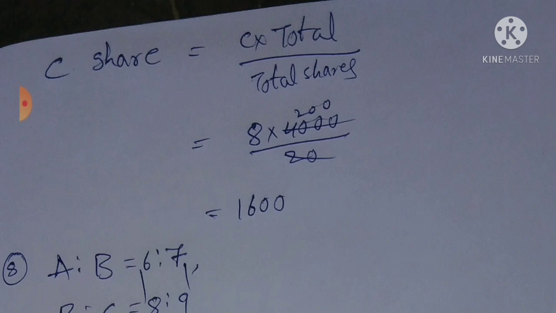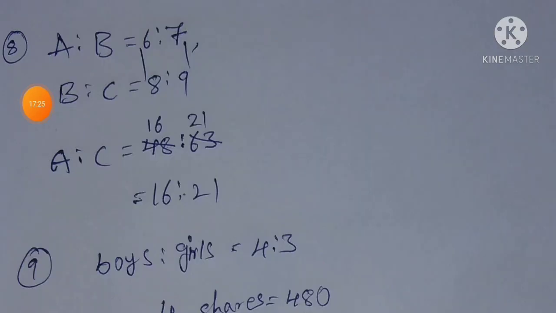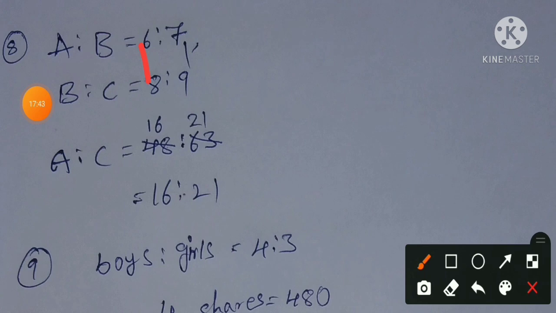Next we have a is to b equal to 6 is to 7 and b is to c equal to 8 is to 9. Then we need to find a is to c. See, just before this question we found the value for a is to b is to c. There we used the formula I cross I, but here they ask us to find only the a is to c value.